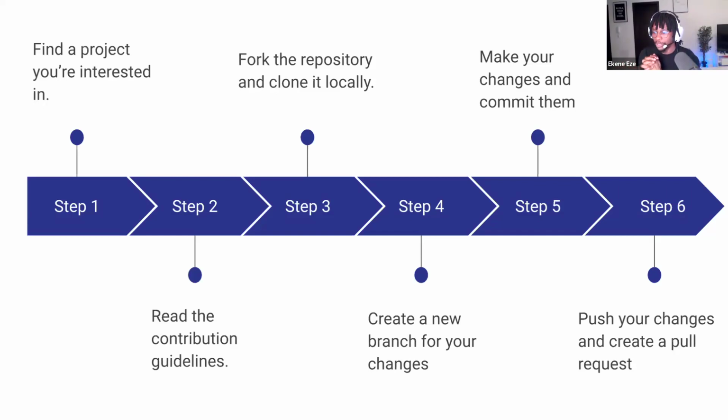And then step four would be to create a new branch for your changes. Usually when you fork a repo, you land at the main branch or the master branch, and then you just branch off so that you're on a separate branch where you can make your own changes. And then when you're done making your changes, you can commit those changes, and finally you push it up to GitHub and send a PR. So your contribution probably will end at you sending the pull request for the work that you have to do immediately.